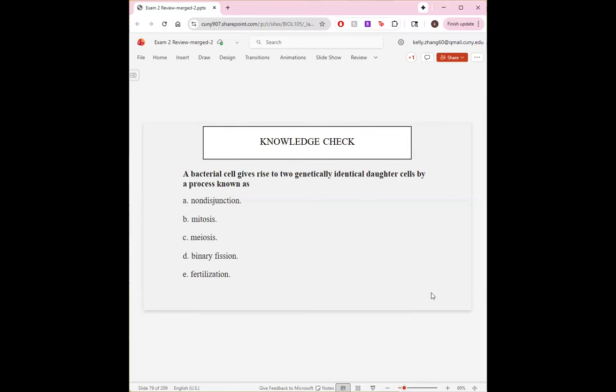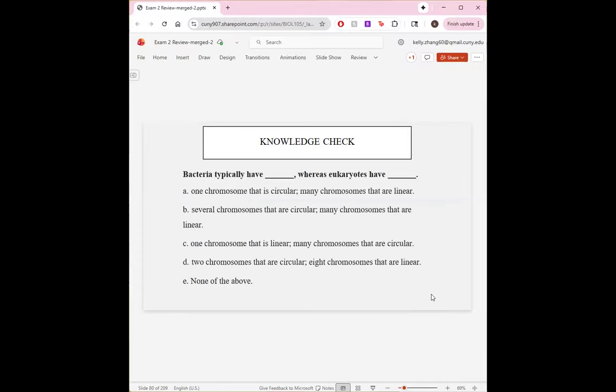So the knowledge check: a bacteria cell gives rise to two genetically identical daughter cells by a process known as what we just covered, binary fission. And then bacteria usually have blank, whereas eukaryotes have blank. So as we just mentioned, bacteria, prokaryotes, typically have just one chromosome that's circular, whereas eukaryotes have many chromosomes that are linear. So that's going to be A.